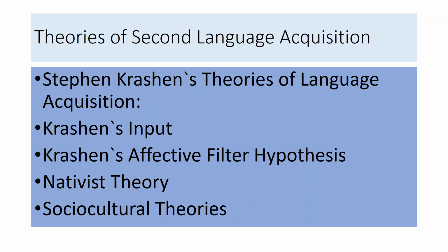By the 1980s, the theories of Stephen Krashen had become the prominent paradigm in SLA. The difference between acquisition and learning is the most fundamental of all his hypotheses and is widely known among most linguists.